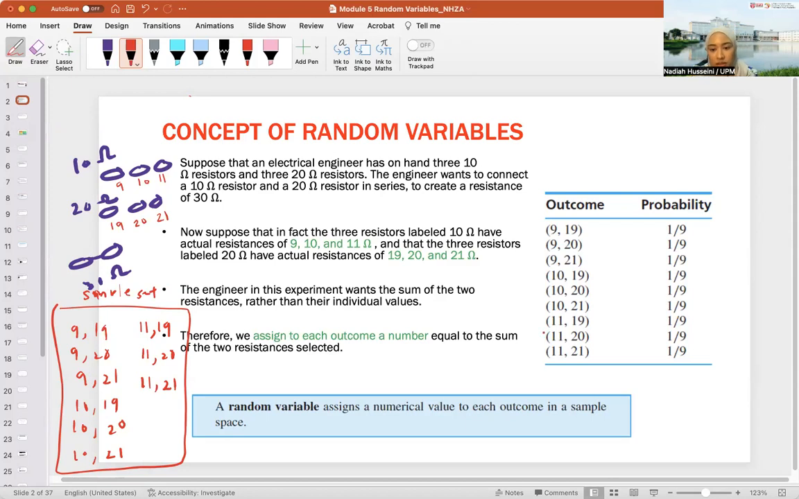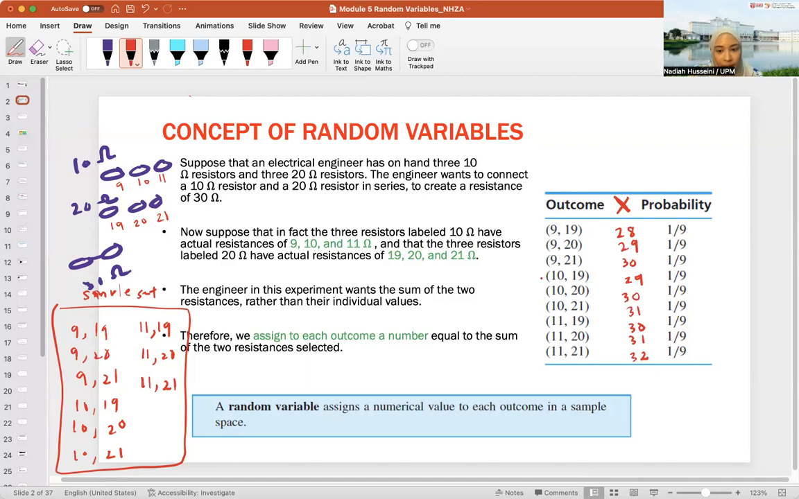So now I put this in a table and I make another column because I want to know the summation of these 2 resistors. So this becomes 19 and 9 is 28. Then this is 29 and this is 30. This is 29 and this is 30 and this is 31. What is this? This is 30 and this is 31 and this is 32. This is the sum that the engineer cares about.